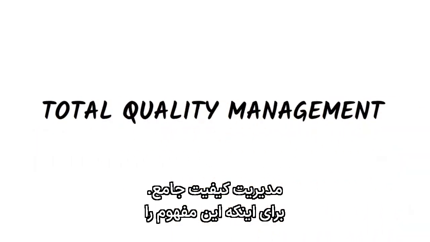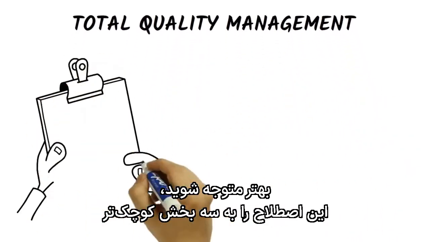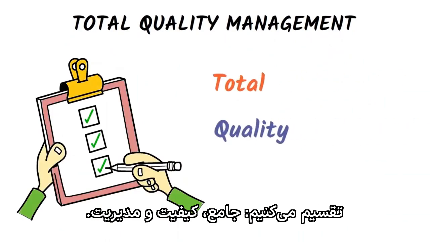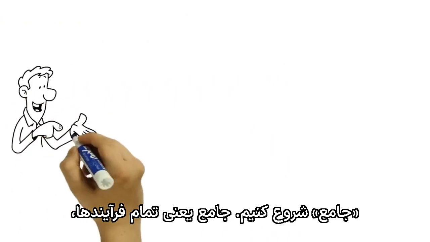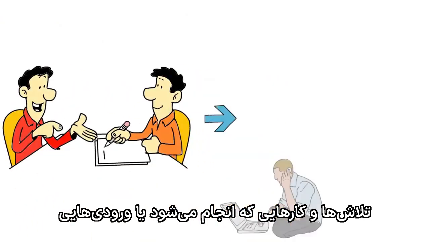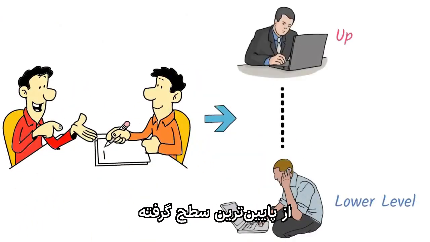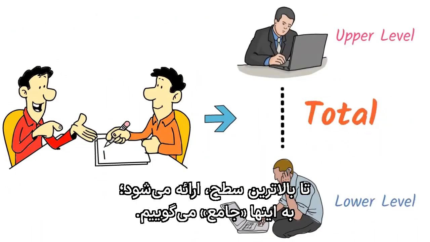Total quality management. For your better understanding, we will break this term into three small segments: total, quality, and management. So let us discuss the term total. The total is all processes or efforts and work done, or inputs that are given to an organization by its employees from the lower level to the upper level, known as the total.